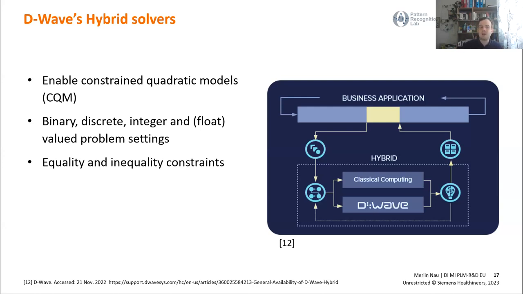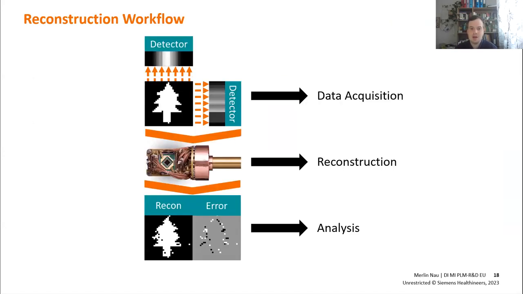So for the binary quadratic model, we still use the embedding which we use for the quantum annealer, but just use it on the hybrid models. For the integer valued reconstruction, which I will show, we use their constrained quadratic models. So let us take a look at what this reconstruction workflow is. We actually start with the data acquisition. So we simulate our measurements on a very simple binary image. We then embed the problem as a QUBO problem on the hybrid solvers, then reconstruct.